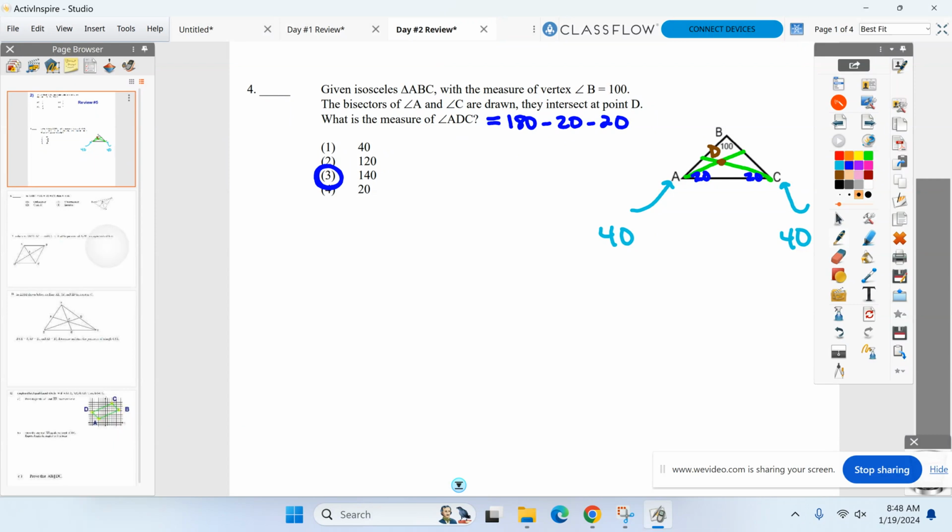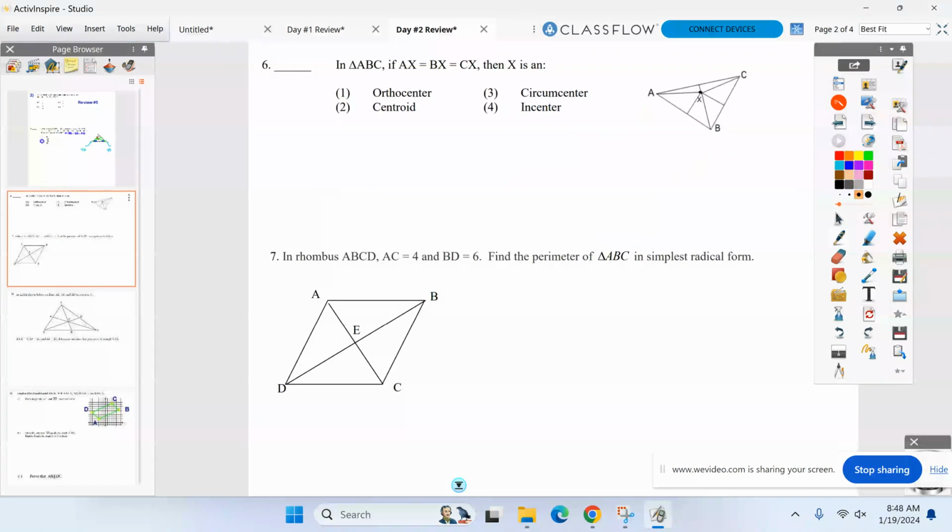Speaking of vocabulary, let's look at 6. We have AX is congruent or equal to BX. It's congruent to CX. What is point X called? So we'll go through all of these again. All right, so look, X is the same distance from A as it is from B as it is from C. Which one of those 4 points up there were all the same distance from, looks like the vertices of the triangle? That's what we have to figure out here. Which one of those 4 was the same distance away from the vertices?